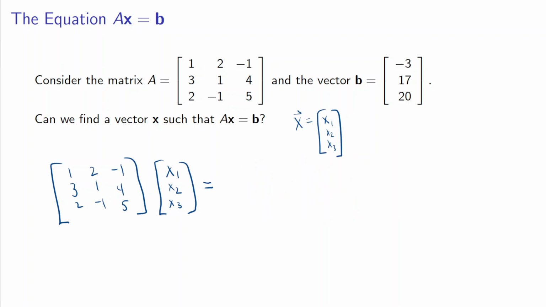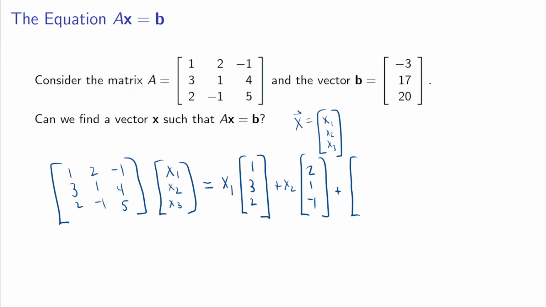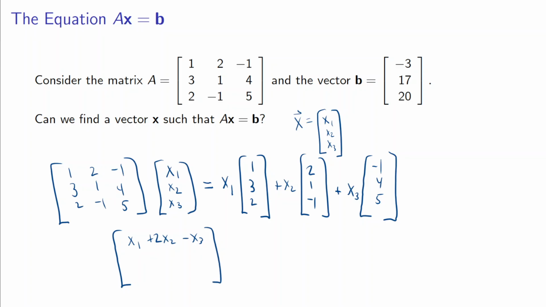plus x3 times the vector -1, 4, 5. And so, putting all that together, we would end up with AX looking like the vector x1 plus 2x2 minus x3 as our first component, and then 3x1 plus x2 plus 4x3 as our second component, and then 2x1 minus x2 plus 5x3 as our third component.